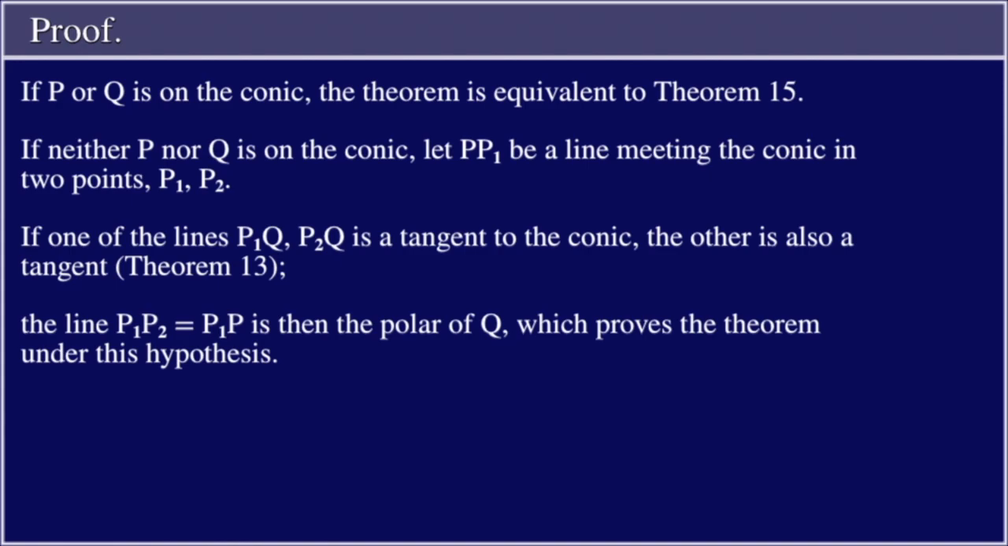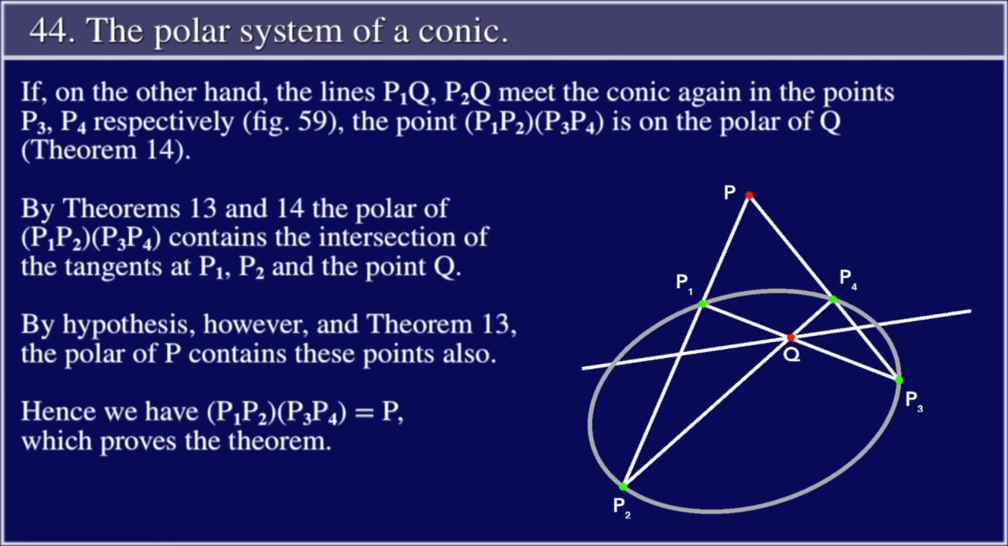By Theorem 13, the line P1P2, equal to P1P, is then the polar of Q, which proves the theorem under this hypothesis. If, on the other hand, the lines P1Q, P2Q meet the conic again in the points P3, P4 respectively, figure 59, the point P1P2P3P4 is on the polar of Q.